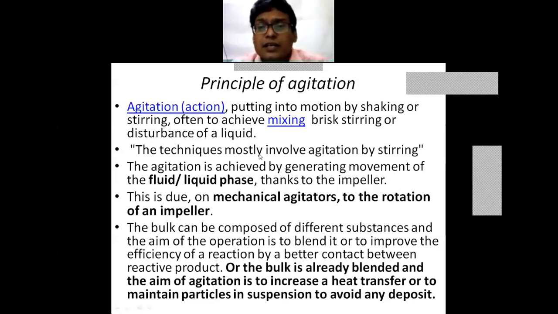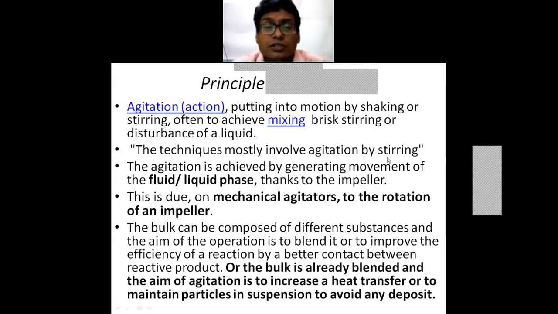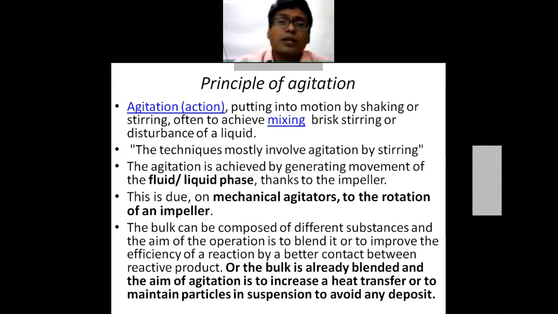This technique mostly involves agitation by stirring. So stirrers are used. A stirrer is nothing but a spoon, which is used in our day-to-day life for the purpose of agitation. Sometimes on an industrial scale, a shaft and impeller are used for the purpose of stirring. So agitators involve stirrers.